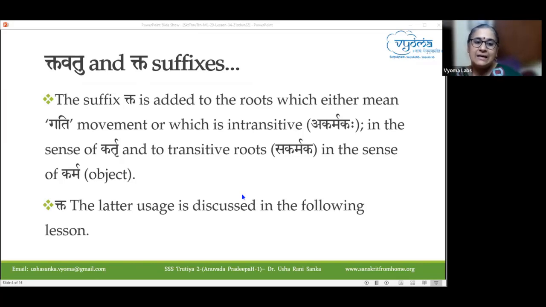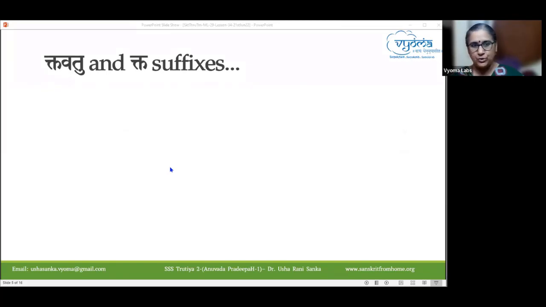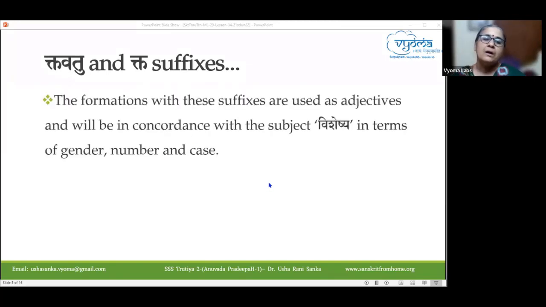Then kta, the latter usage, is discussed in the following lesson. So kta and ktavatu, right? They are like pairs. Actually, they are not related. We think that they are related, but only in that the formations are much alike: the rules which apply for kta will apply for ktavatu. And what you are going to do is you will add vatu, not vatu.